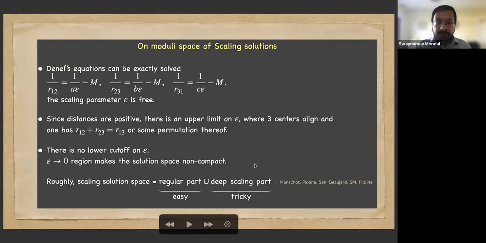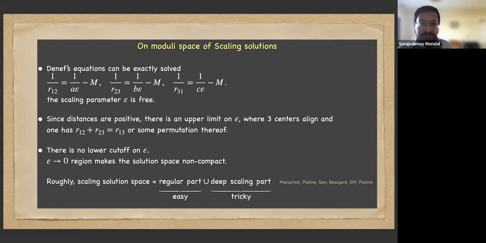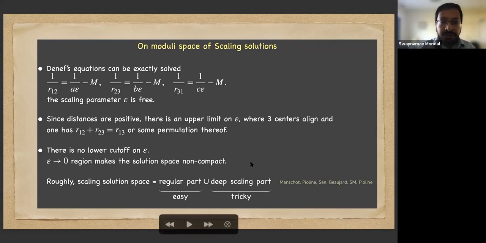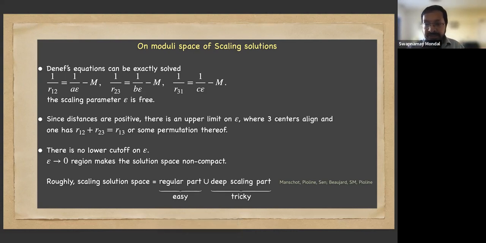Welcome. Just to give you a bit more insight about the structure of the solution space of these scaling configurations. These Denef equations can be very simply solved by making these parameterizations. Again, epsilon is a free parameter here. You can put them in Denef's equations and find that they are satisfied. It's not a big deal. Now, there are angular directions, of course. This is only a statement about distances. It's not talking about angles.